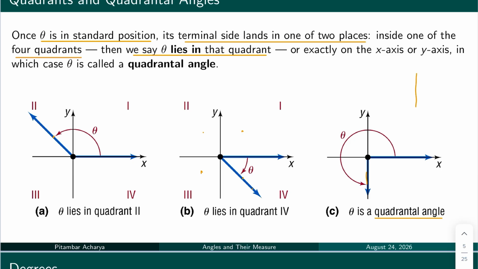We can suppose another figure here. So this is the x-axis, this is the y-axis. The initial side should be in this direction. If the terminal side is in this direction, this is also a quadrantal angle.